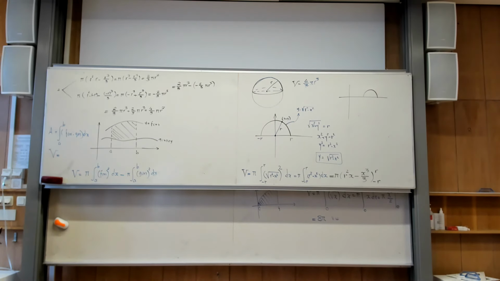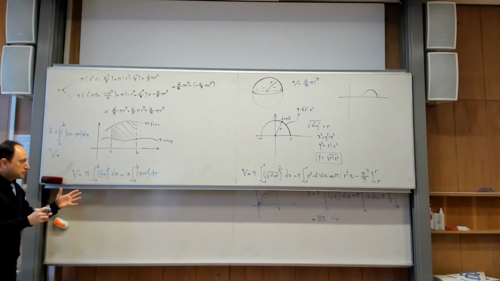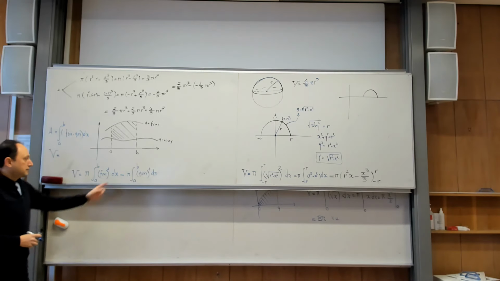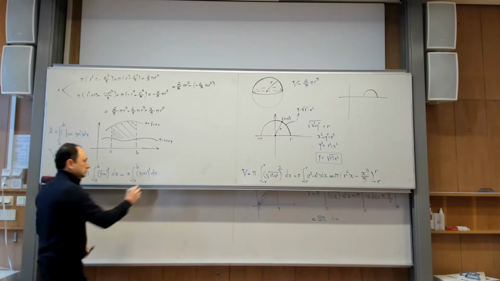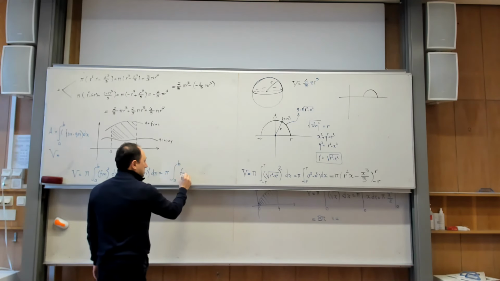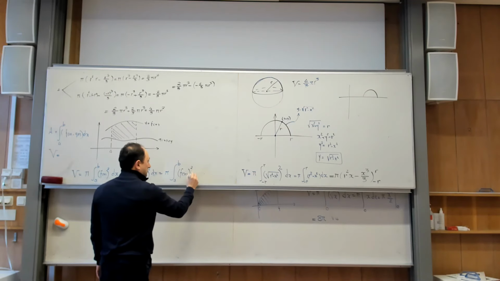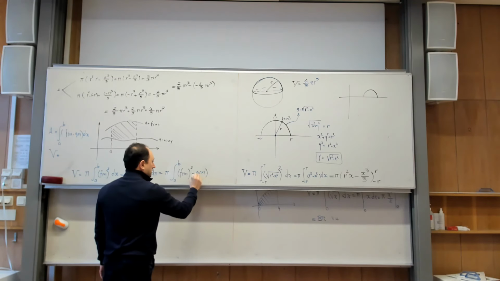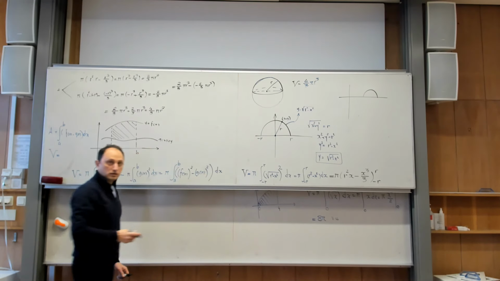Yes? But let us combine them into one single formula. I factor a pi out, and then this becomes integral from a to b f of x squared minus g of x squared, and then totally multiplied by dx. So be careful.